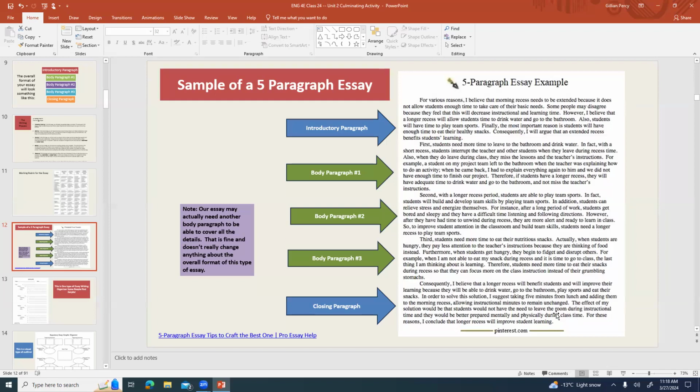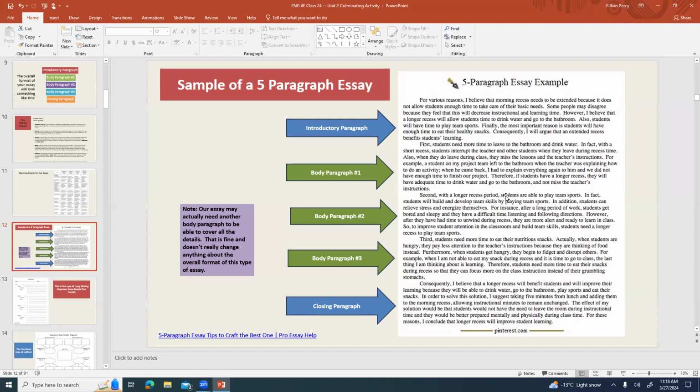In order to solve this situation, I would say she should have said, I suggest taking 5 minutes from lunch and adding them to the morning recess, allowing instructional minutes to remain unchanged. The effect of my solution would be that students would not have the need to leave the room during instructional time, and they would be better prepared mentally and physically during class time. For these reasons, I conclude that longer recess will improve student learning.